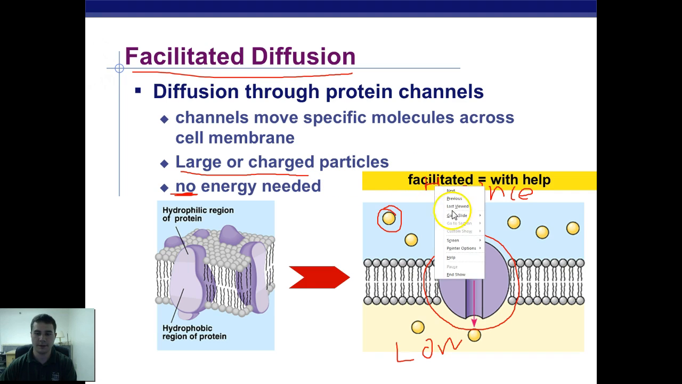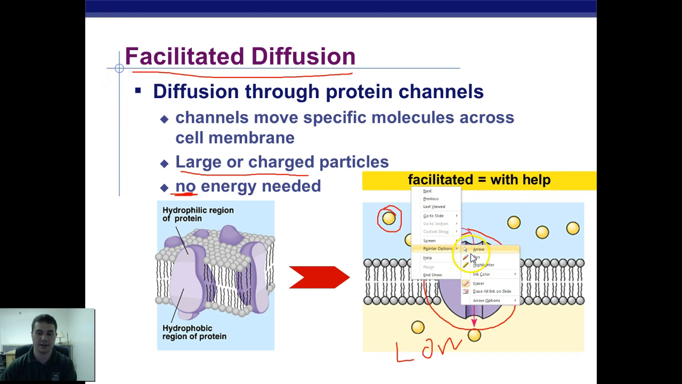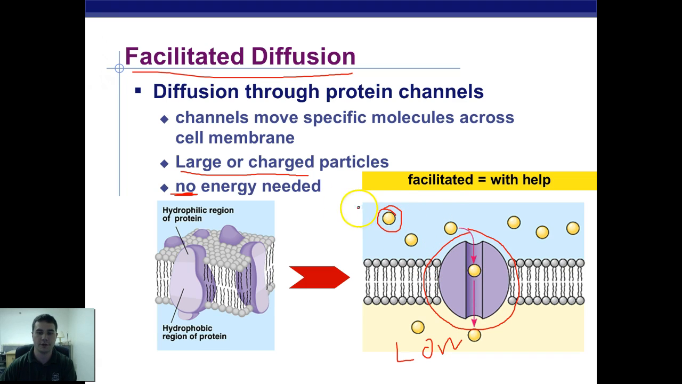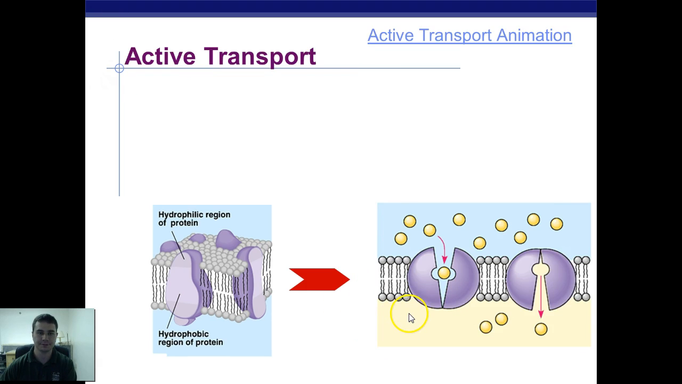So, let me get this cleared up a little bit. As you can see right now, facilitated means with help. So facilitated diffusion means it just takes a little assistance on the cell's part to get these things through it, but not a whole lot. They're still moving from a high concentration to a low concentration, as you can see right here.